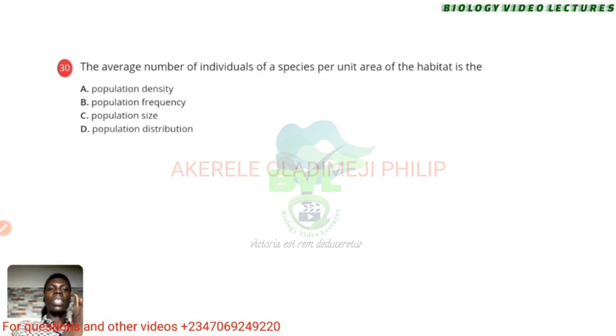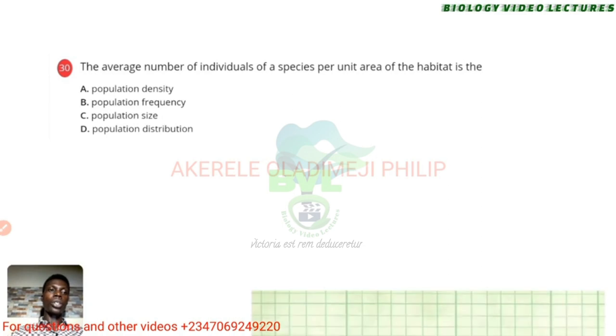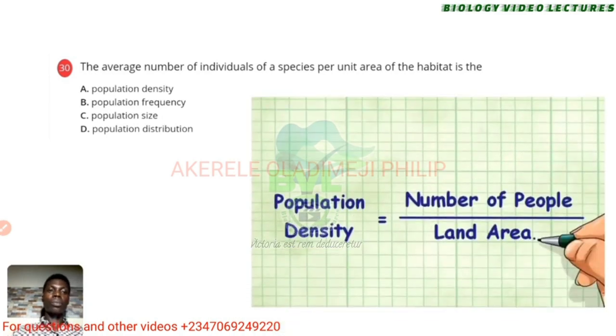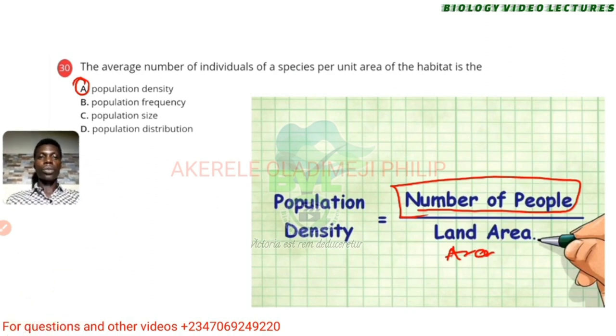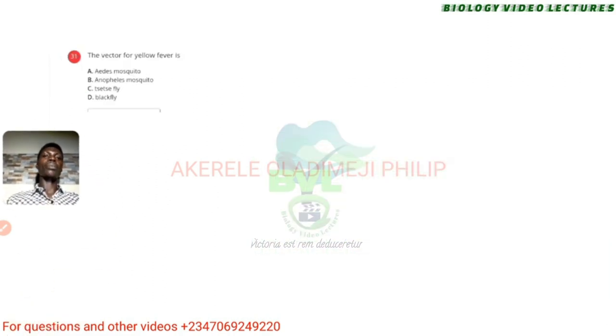The average number of individuals of a species per unit area of the habitat is the what? Population density. So how do you calculate that? The answer is A, but I'm giving you the number of organisms or people divided by the area of that land or that place, so to say. All right, so the answer there is A.